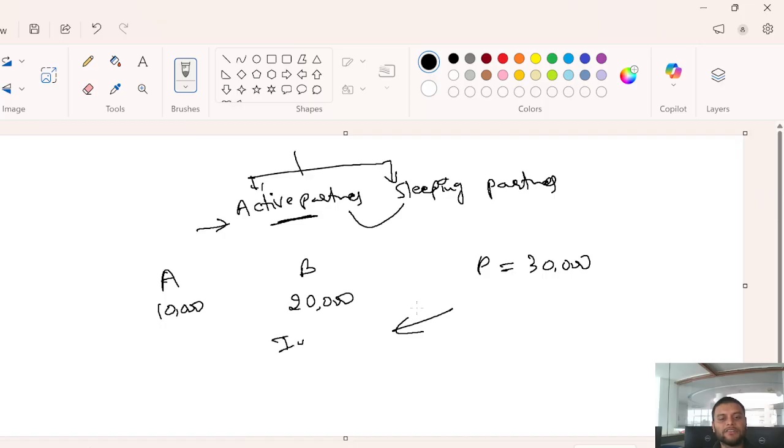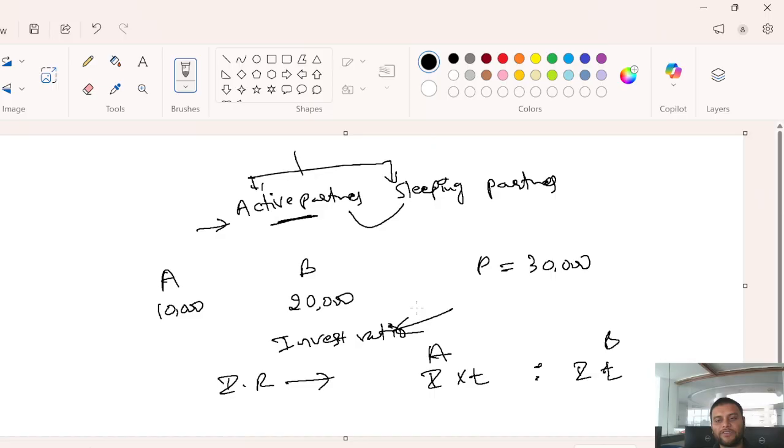Then how we are going to distribute the profit depends upon the investment ratio of these two people. How we find the investment ratio is, we take two persons A and B. A's investment into its time of investment is in ratio with B's investment into time of investment.